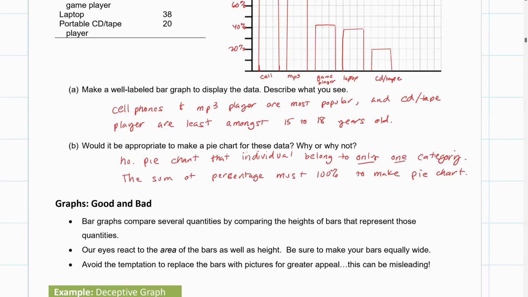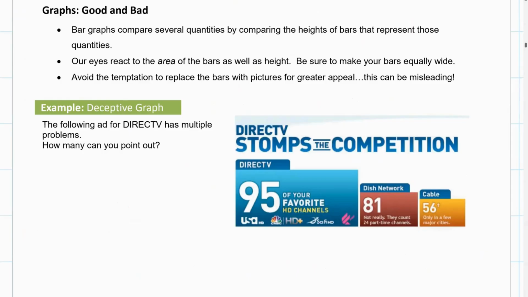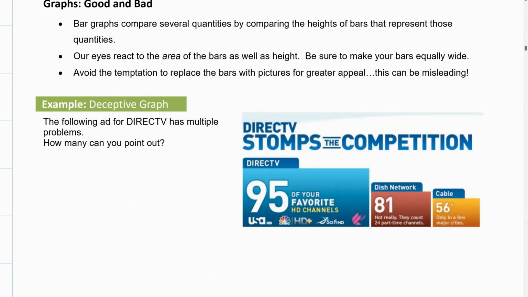All right. We're going to look at one more thing, and that is let's look at some bad graphs for categorical data. Bar graphs compare several quantities, like the heights of bars that represent those quantities. Your eyes react to the area of the bars as well as height. So make sure that the bars are equally wide, and don't use pictures. Let's take a look at what's wrong with this particular ad. So let's say you've got this bar chart here. And what do we think?